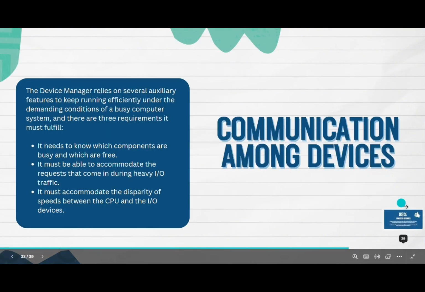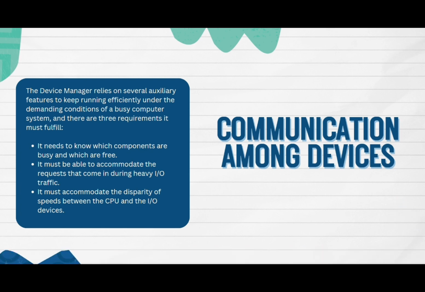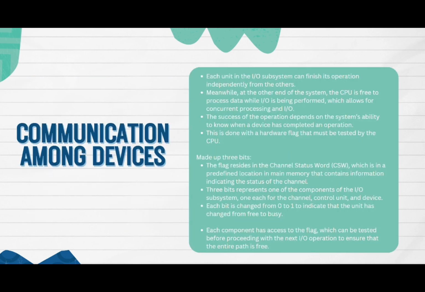Next, we move to communication among devices. The device manager relies on several auxiliary features to keep running efficiently under the demanding condition of a busy computer system. And there are three requirements it must fulfill. Firstly, it needs to know which components are busy and which are free. Next, it must be able to accommodate the requests that come in during heavy input-output traffic. Lastly, it must accommodate the disparity of speed between the CPU and the input-output devices.